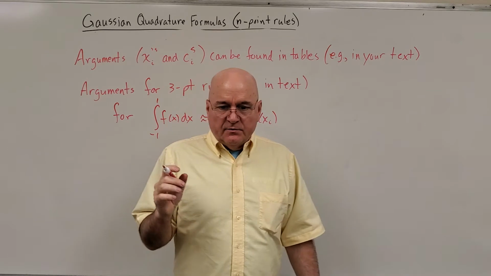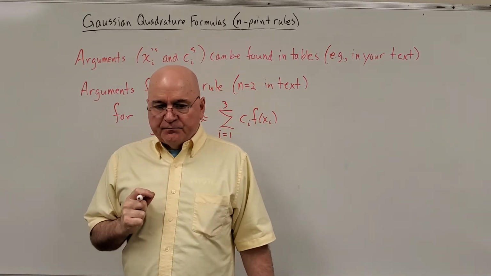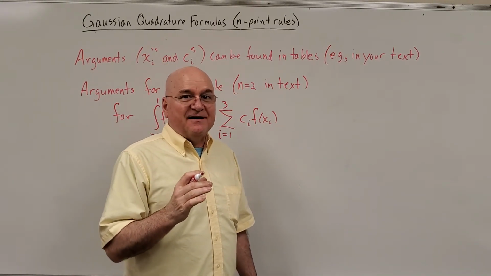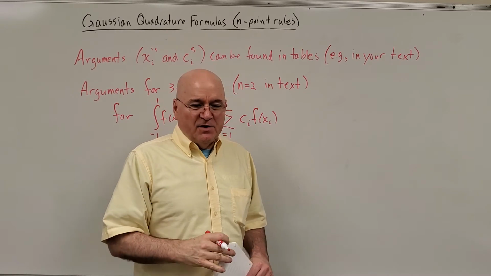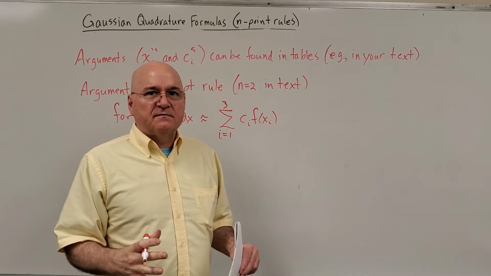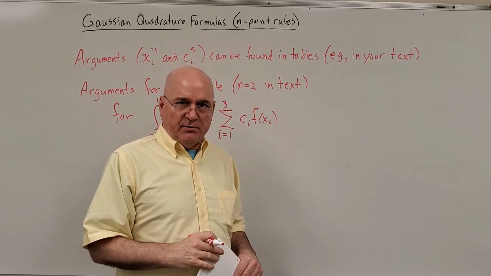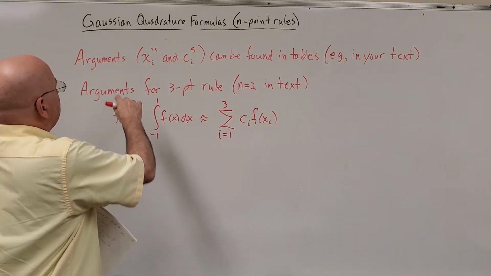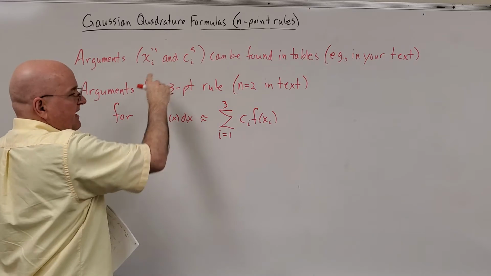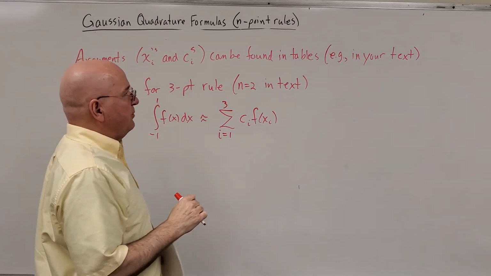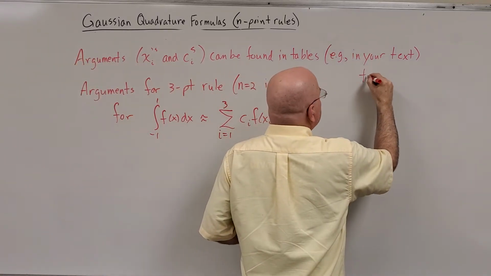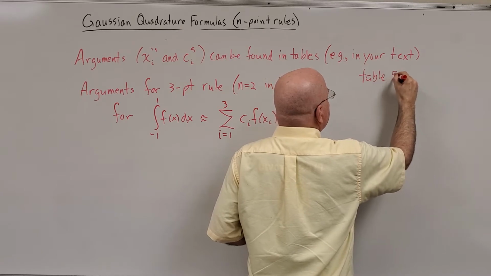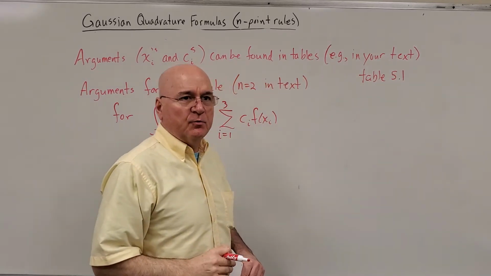Okay, this will be a really short video. We won't have to do any more deriving like we've done. All these values can be found already computed and in tables. The xi's and the ci's can be found in tables. In your textbook, I think it's table 5.1, and you might need that for a homework problem.